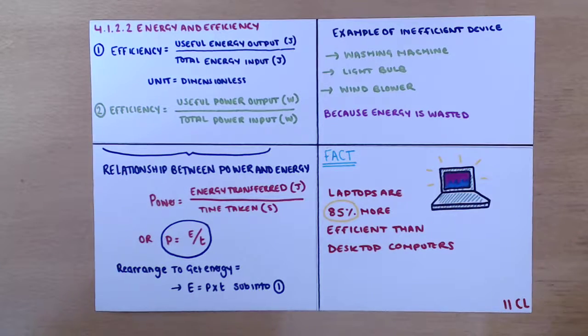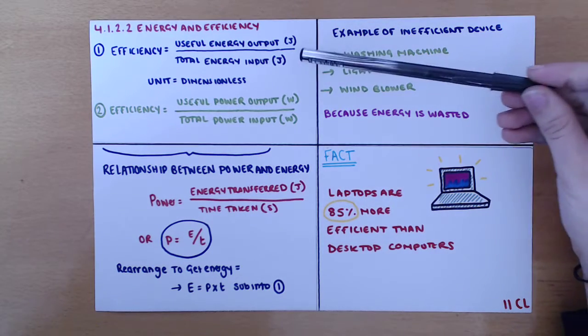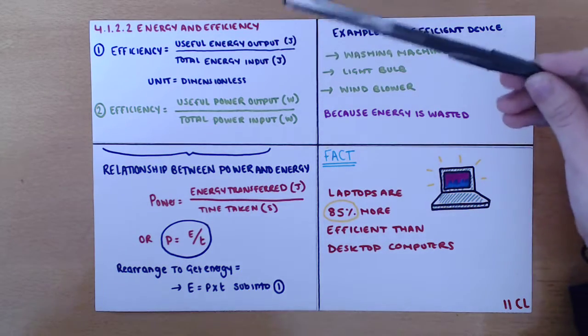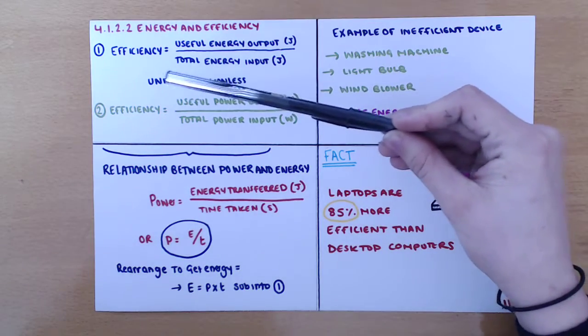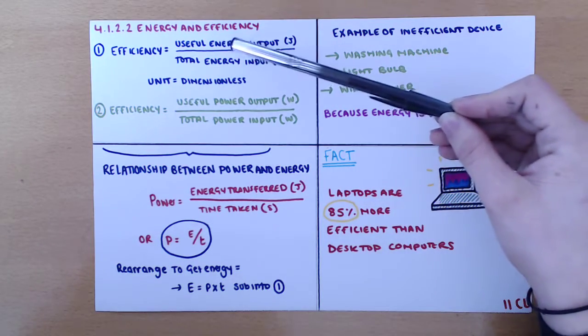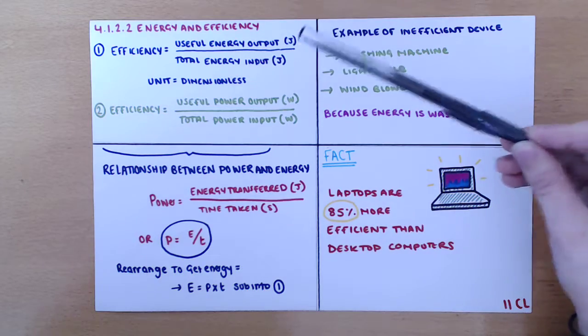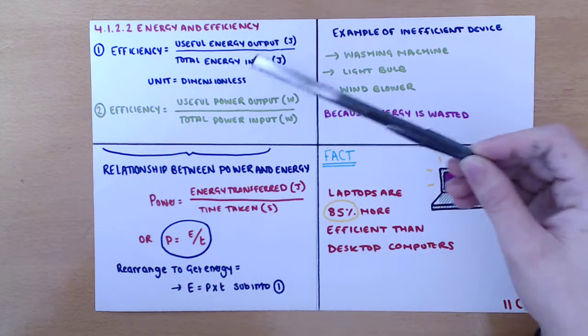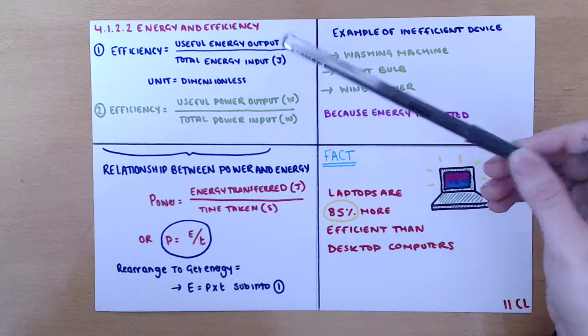Today we're going to look at energy and efficiency. So efficiency is given by these two equations here. Number one, efficiency equals the useful energy output in joules divided by the total energy input, again in joules.